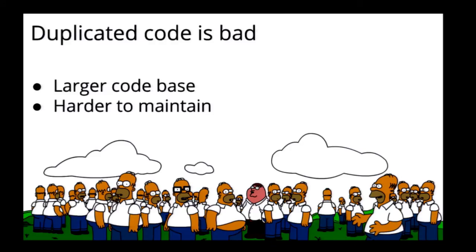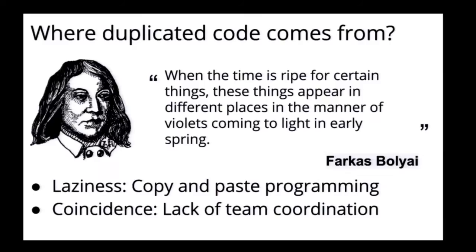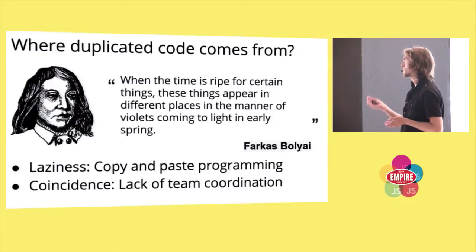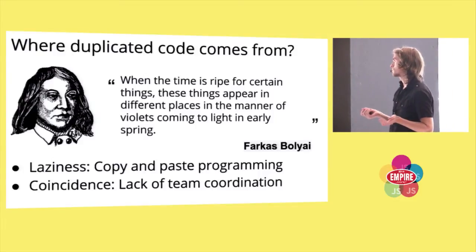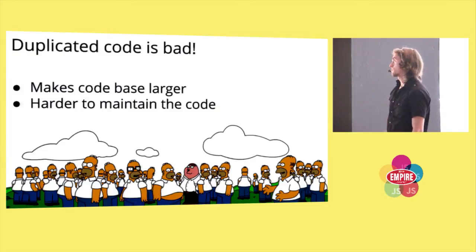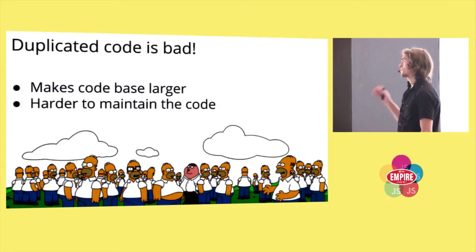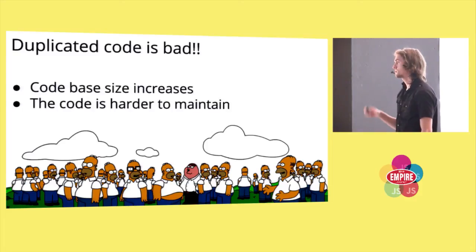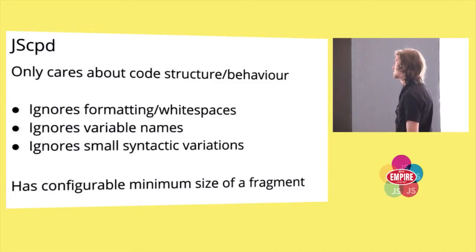So having duplicated code is bad. It increases the size of your code base and it becomes really hard to maintain. There are 2 ways of getting duplicated code into your code base. It's either laziness, when somebody uses copy and paste programming, or it's a coincidence, or just lack of team coordination. As you probably know, it's not good to have duplicated code in your code base.